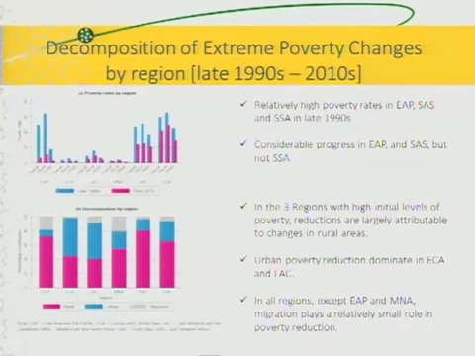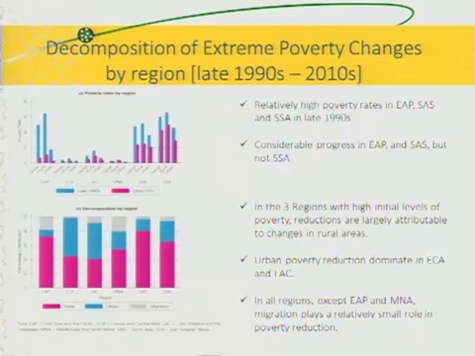What we find here is that back in the late 1990s, the 3 regions that had the highest levels of poverty were Eastern Asia and the Pacific, South Asia and Sub-Saharan Africa. And the first 2 regions have actually experienced considerable decline in poverty level, both urban and rural, but Sub-Saharan Africa remains with relatively high levels of poverty.